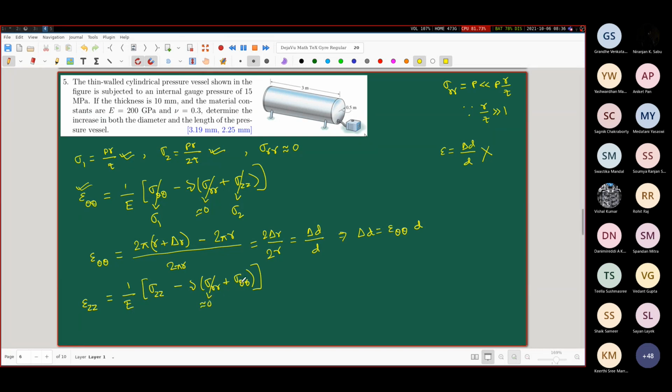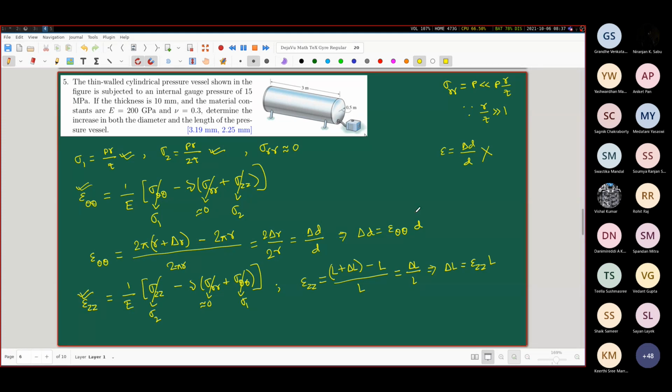This is approximately equal to 0. Sigma theta theta is sigma 1. Sigma ZZ is sigma 2. So you know how to find out epsilon ZZ. And then epsilon ZZ in terms of the change in dimensions will be what? So this will be L plus delta L by L, minus L divided by L. So this is pretty straightforward. From here you can find out delta L is equal to epsilon ZZ times L. L is given to us as 3 meters. These are typical dimensions of a pressure vessel, very, very typical dimensions of a pressure vessel.